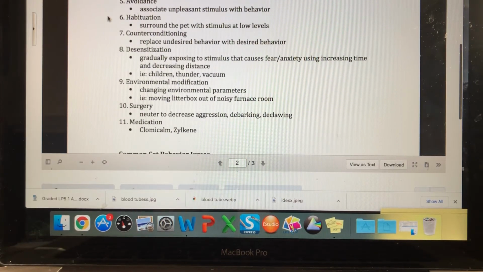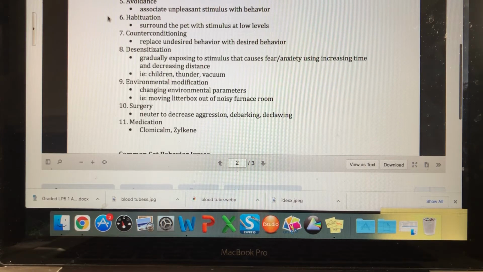So one thing we can do then is change where that litter box is located. Get it out of the furnace room, put it in a quiet place. That's going to be a lot better for the cat, and then the cat won't be using the bathroom outside the litter box, right? Same with cat scratching. We can kind of control the environment, and we'll talk about that a little later on, to control where the cat scratches. So environmental modification can be a helpful tool as well.